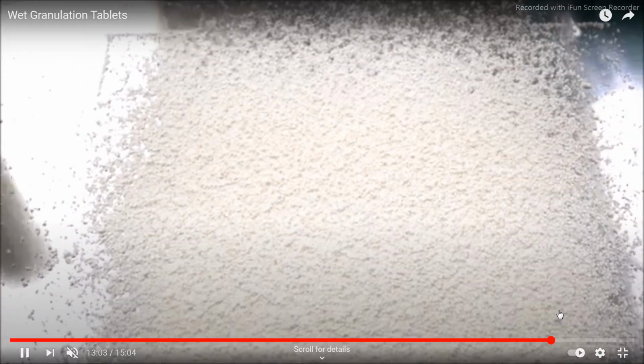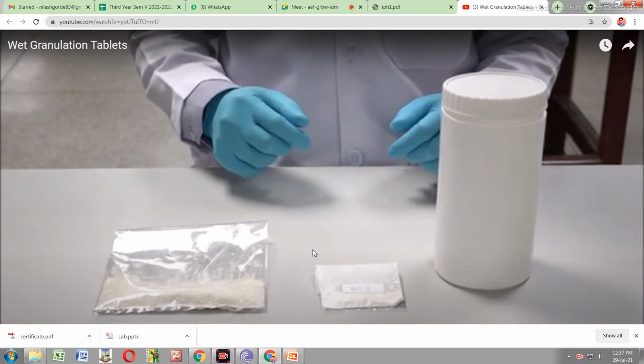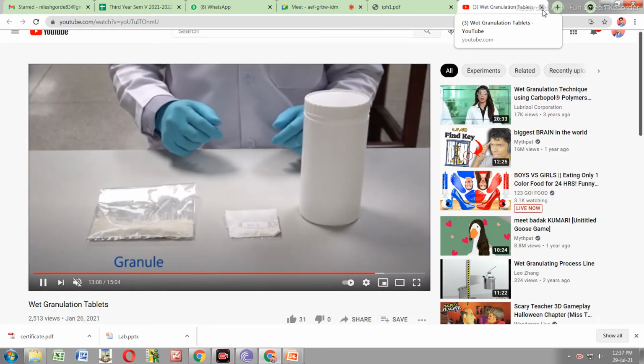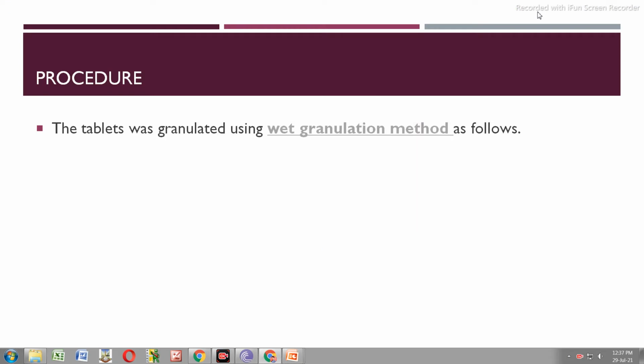So this is all about the granulation technique, that is wet granulation. Now again, back to our presentation.